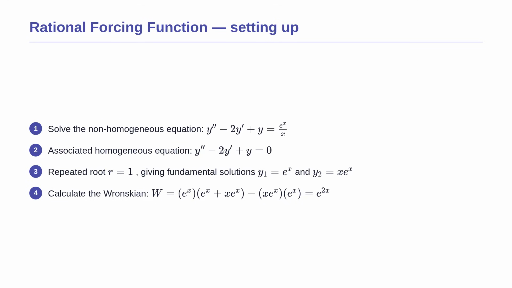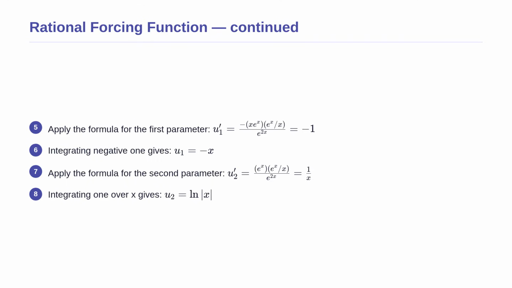exponential function. We then calculate the Wronskian using the product rule for the derivatives. After expanding and cancelling terms, we are left with a clean exponential function, e to the power of 2x, for our Wronskian. Moving forward with this rational exponential problem, we apply our formulas to find the parameter derivatives.